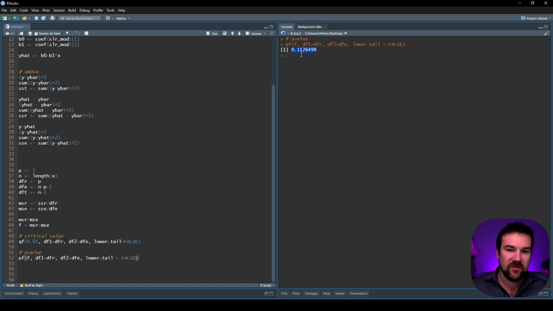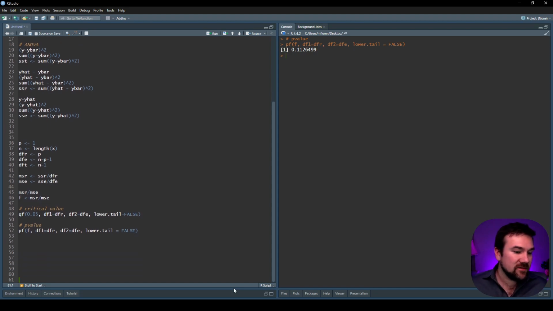Here I get my p-value is 0.1126. Remember, this is actually the identical p-value we got when we tested the slope in the previous video. So that's always a good sign. And that's my ANOVA in R, and I did a little error checking at the end here, but pretty simple and straightforward. This might be the shortest video ever.